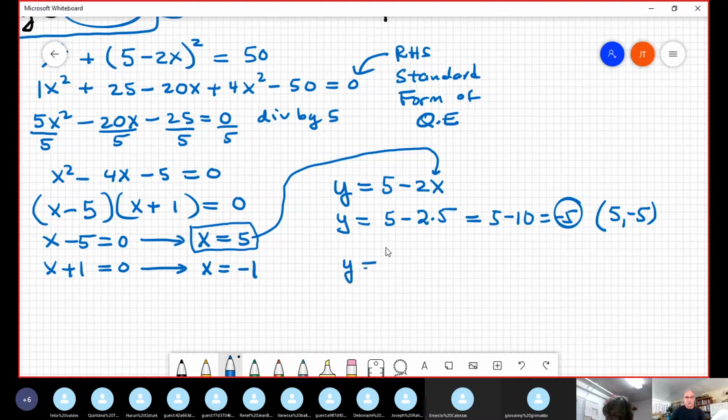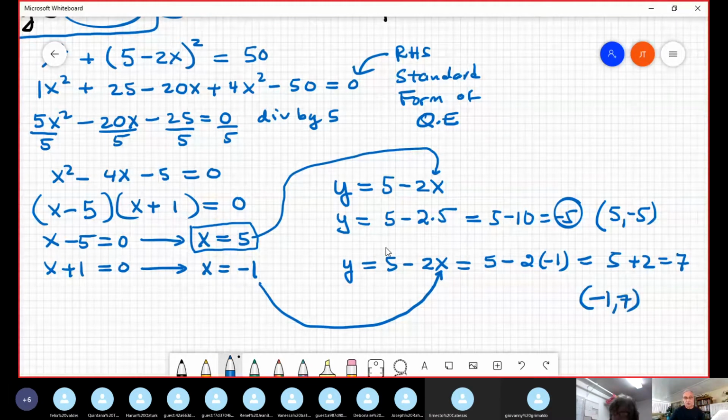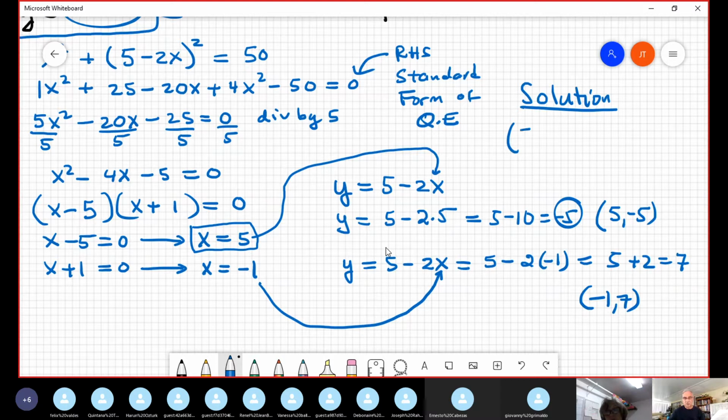Likewise, I copy again my equation, but I plug in negative 1. Here, we have 5 minus 2 times negative 1. 5 plus 2 is 7. And the point is negative 1, 7. Okay. Conclusion, two solutions. Solution set points are 5, negative 5 and separated by comma, negative 1, 7.